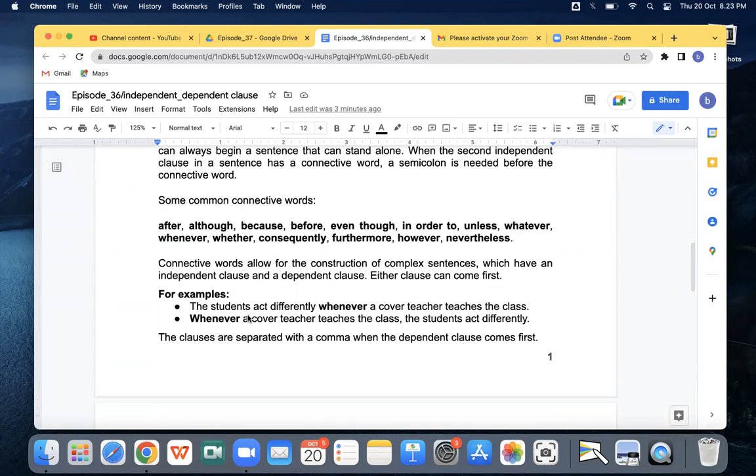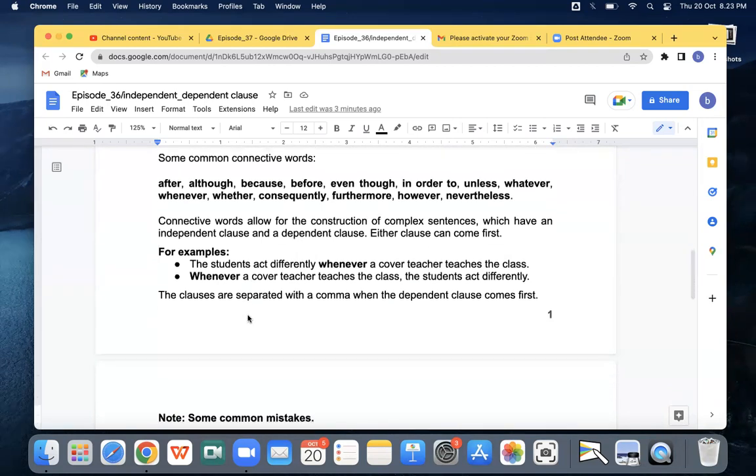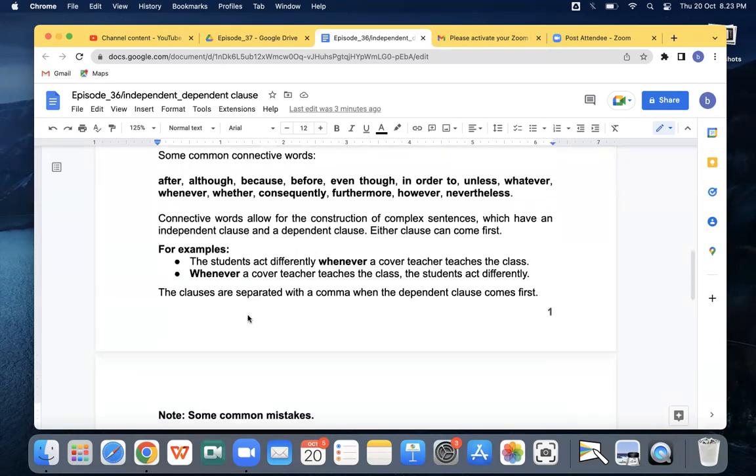Either clause can come first. For example, the students act differently whenever a cover teacher teaches the class. Whenever a cover teacher teaches the class, the students act differently. The clauses are separated with a comma when the dependent clause comes first.